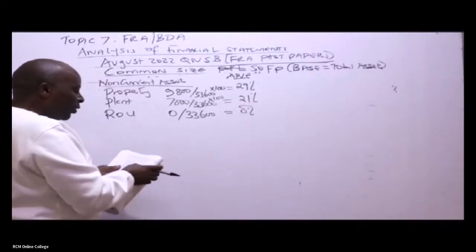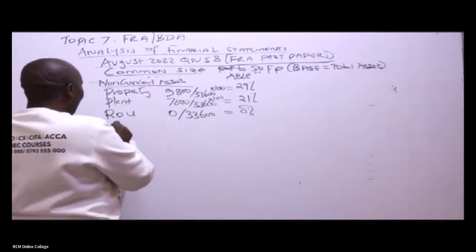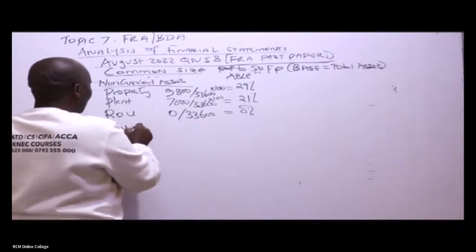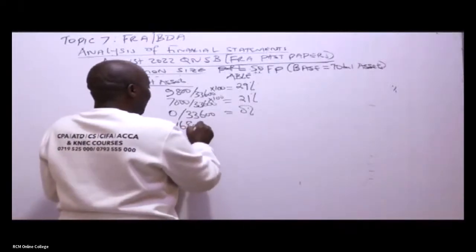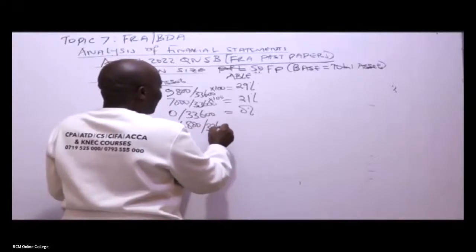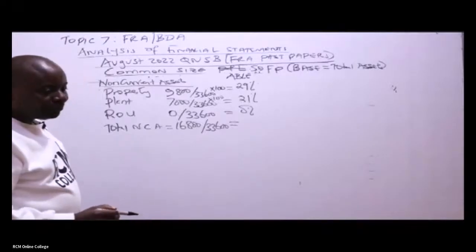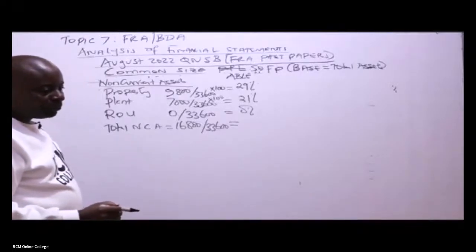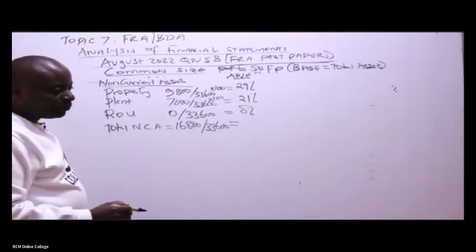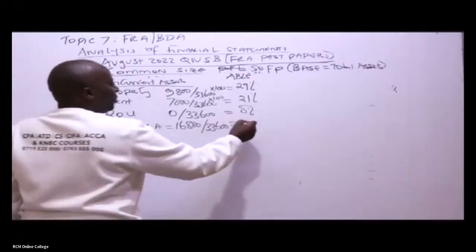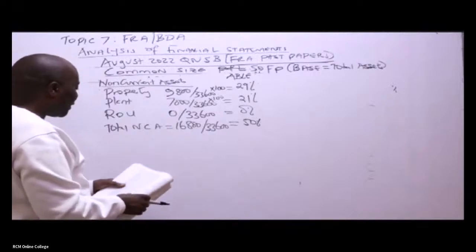All right. Then we have the total figure. Don't omit anything. So in this case here, we have the total non-current assets. I can see a figure of 16,800, divided by 33,600, which will end up giving us what figure, ladies and gentlemen? %, which basically is the sum of this. So then we go to the current assets.